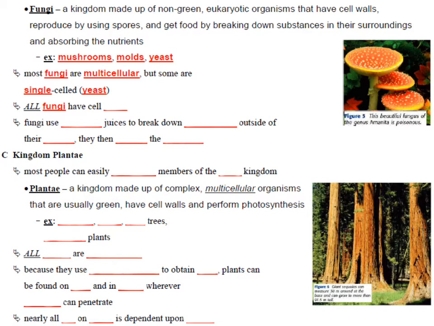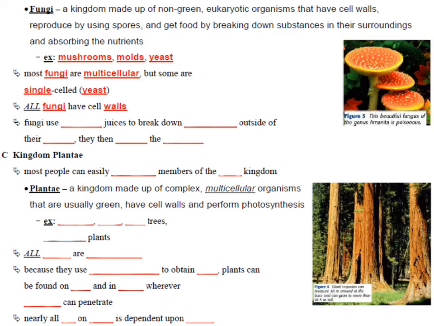Now, all fungi, like plants, have cell walls in their cells. So unlike animal cells, which never have cell walls, all fungi also have a cell wall like plants do. And this is typical of organisms that are not mobile, organisms that just stay in one place. They tend to be more rigid, and so having a cell wall helps them to maintain that rigidity in their body structure.